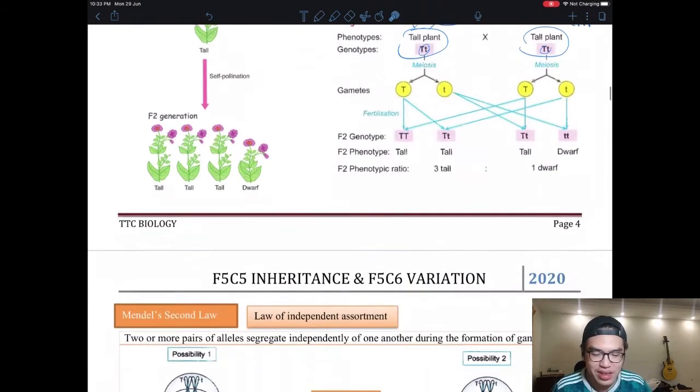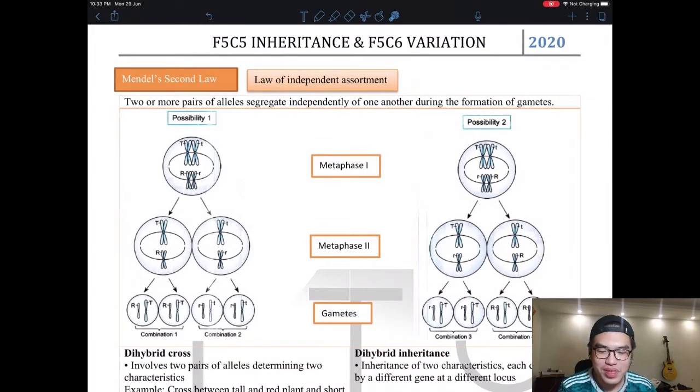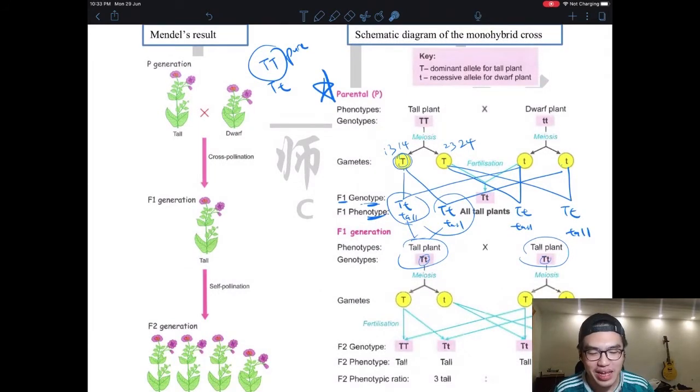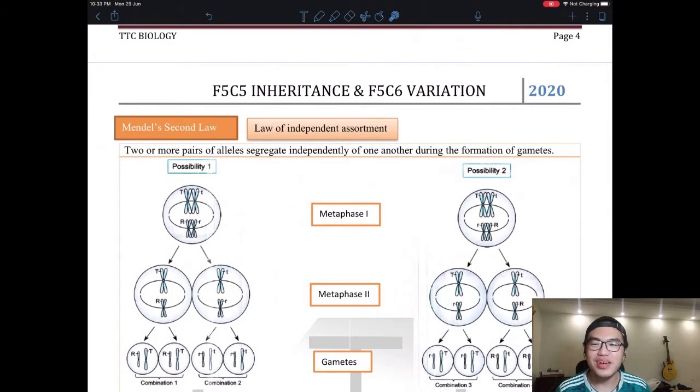All right, and then he did another experiment. Remember just now I used one characteristic, which is tall or short, the height of pea plant. Now I use 2. In the first experiment, he didn't care about anything else besides the height. He didn't care about the seed color, the seed texture, the other characteristics we mentioned just now. So now he did the second experiment.